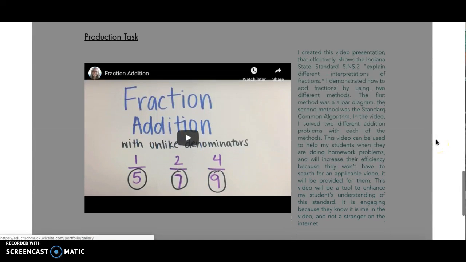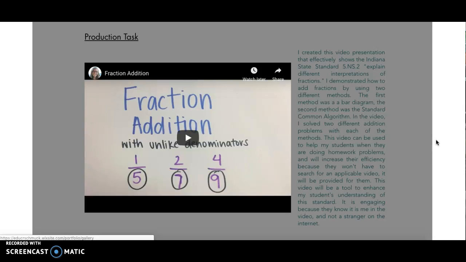The last thing I want to show you is my production task. This is a video presentation that goes with an Indiana State Standard of Mathematics for grade 5 about fractions. This video shows multiple ways to add fractions, from the standard common algorithm to the bar models. This video will be used to help students when they're doing homework problems. So it's not the lesson itself, it's in addition to the lesson. When they're at home and they need a little extra support, students will be able to use this. This is really effective because it allows students to get help on their own terms.